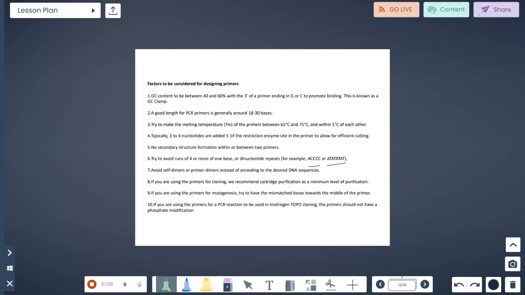If you are using a primer for cloning, only a minimal level of purification is expected. But if you are using a primer for sequencing, you have to get a good quality primer which is purified by HPLC or by gel or whatever it is. And if you are designing a primer for a mutation, the mutated base you want to introduce in the PCR product should be in the middle of the bases. And if you are using it for TOPO cloning, it should not have a phosphate modification.